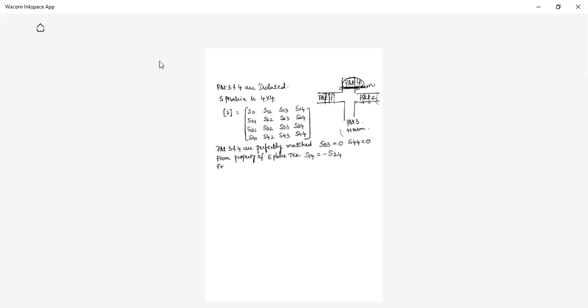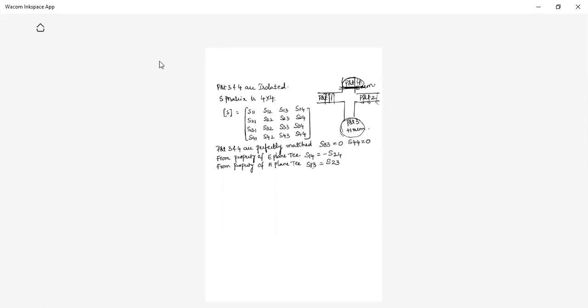Now from the property of H plane T, what is the thing we can write? Tell me. It is S13 is equal to S23. Why? Because when I apply input at port 3, it is divided equally in port 1 and port 2 with the same phase and magnitude. That's why S13. First, I should write output, next input. So S13 is equal to S23.